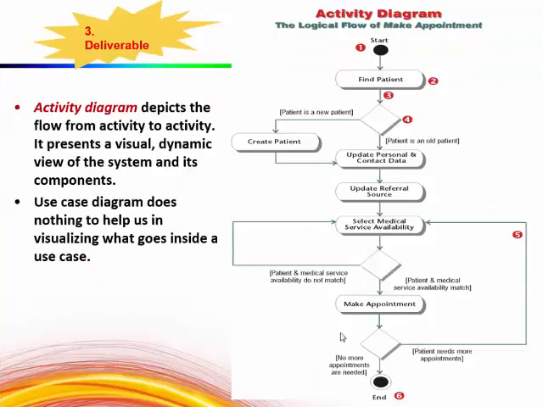This is an example of an activity diagram to make an appointment for a patient. The activity diagram presents the logical steps of activities. It represents a visual dynamic view of the system behavior.